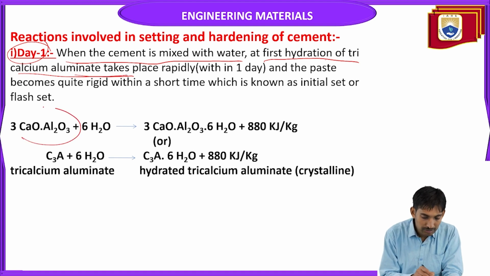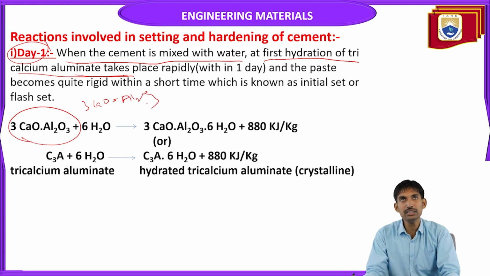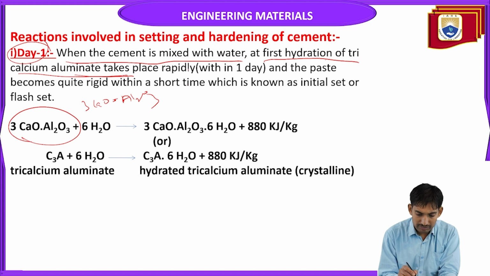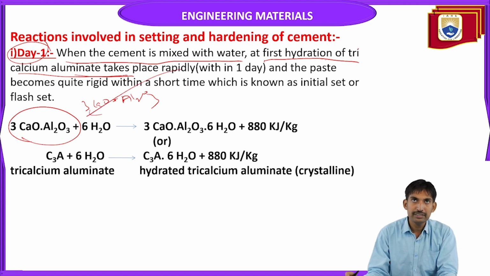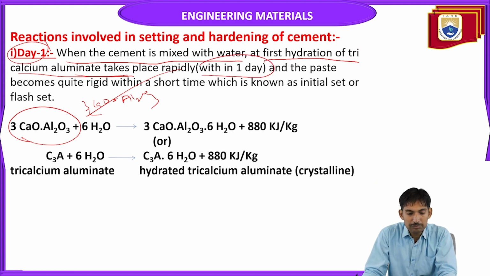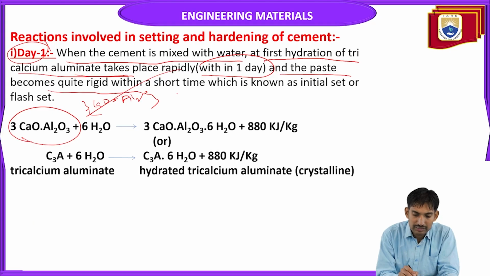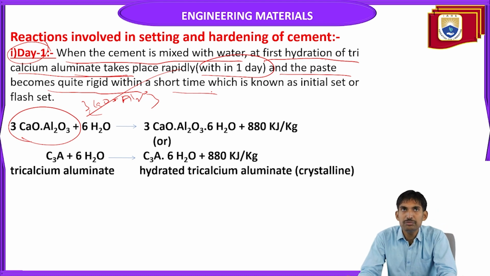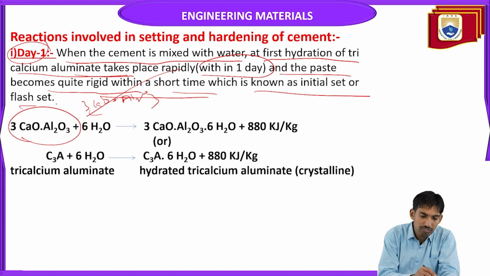The formula for tricalcium aluminate is 3CaO.Al2O3. When it reacts with water, hydration of the tricalcium aluminate takes place rapidly within 1 day. Within 1 day, tricalcium aluminate reacts with the water, and the paste becomes quite rigid within a short time, which is known as initial set or flash set.